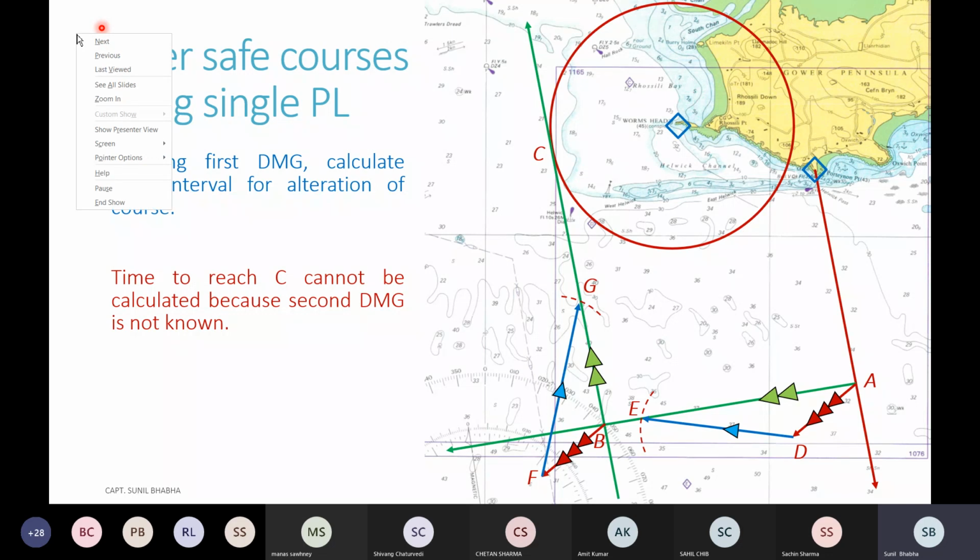So you can see beta, we can find the time to alteration. We can find our ETA to Bravo point, but we cannot find our ETA to Charlie point because our position is not fixed. We don't know whether we are at Bravo or at some other location. So ETA to C cannot be found out. Only thing which we can find is what should be the time to alteration.